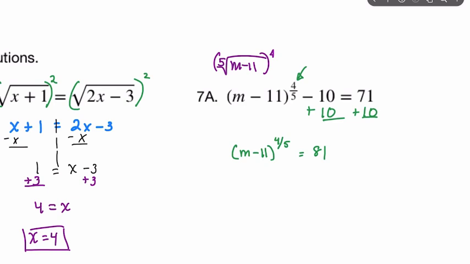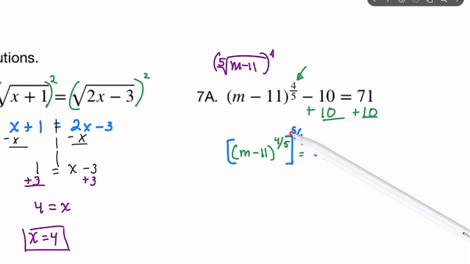Alrighty, now here comes the magic. I'm going to raise this side to the reciprocal of 4/5, which is 5/4. Why, you may ask? Because this creates a power of a power. So I have something raised to a power, and that's all raised to another exponent. And the rule for power to power is you multiply your exponents.